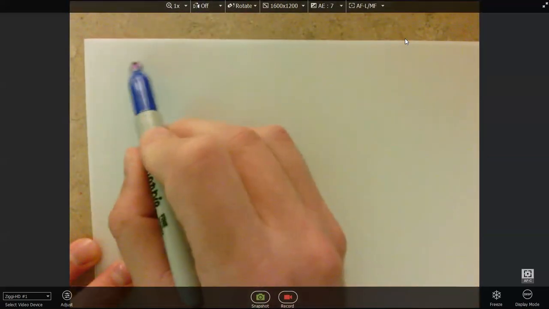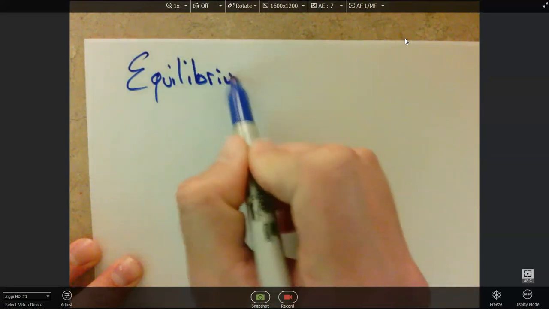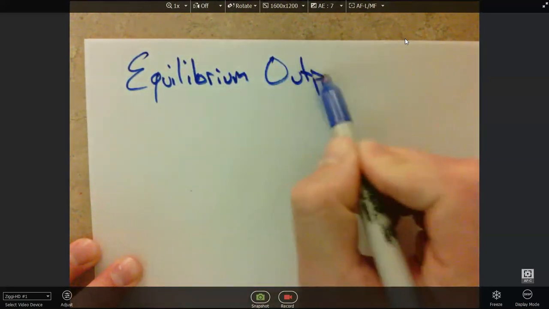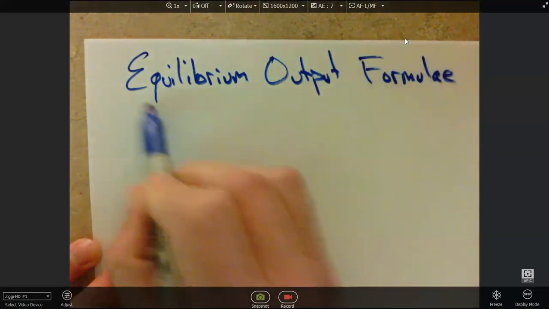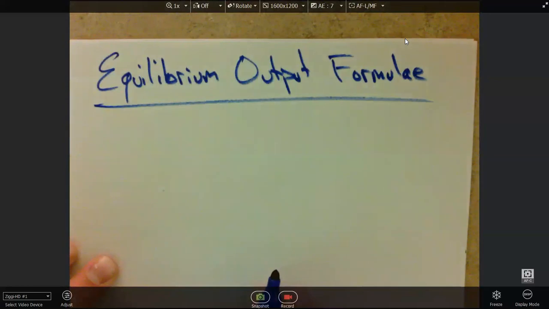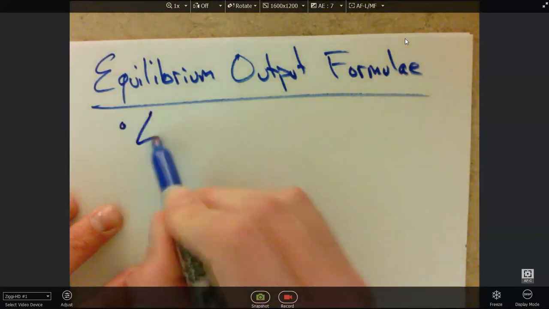Okay, so what's the equilibrium output formulae? Every time I read formulae, I think about... it grosses me out.